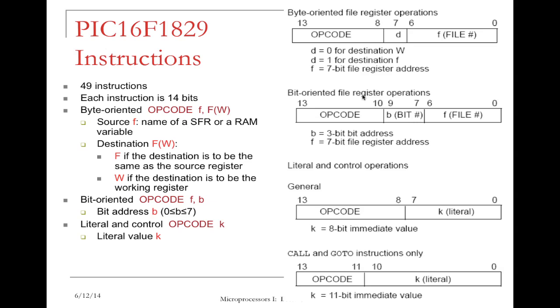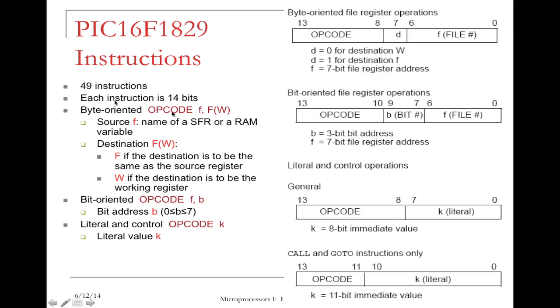Let's start with the byte-oriented instructions. This particular PIC microcontroller is an 8-bit controller. That is to say, the data size that this microcontroller deals with is 8-bit, or a byte. And that's why these byte-oriented instructions are for doing the computation or logic operations on these byte-wide operands.